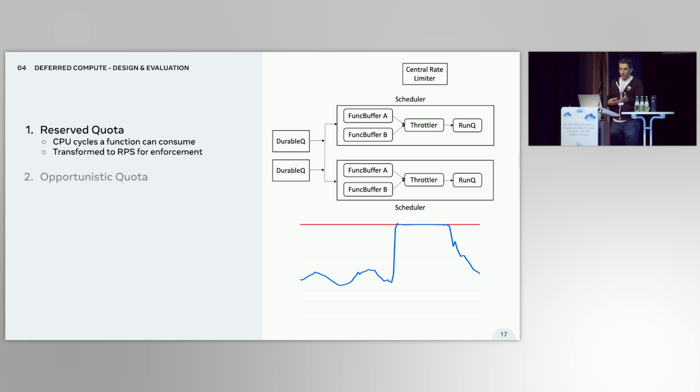And just for illustrating how this can help with deferred compute, we have a chart here that shows the quota consumption of a function. During a surge in traffic, it hits the quota limit, which is shown in red, and during the period that it's hitting the limit, it's creating a backlog in the durable queue. And during that time, all these items are going to experience some delay.